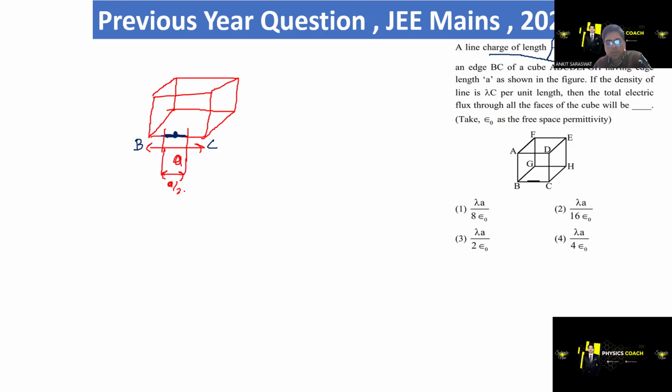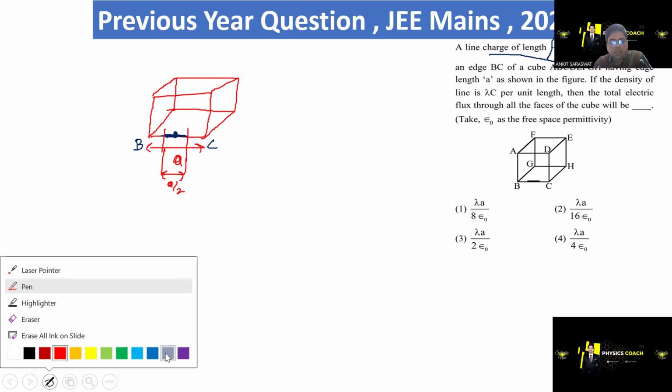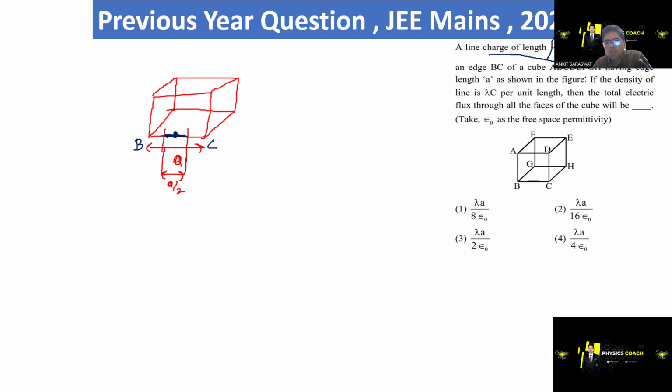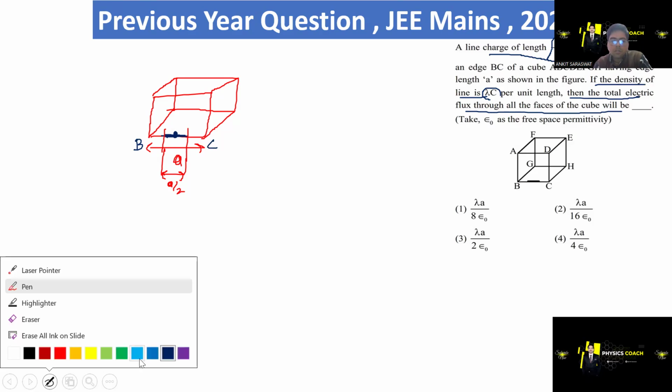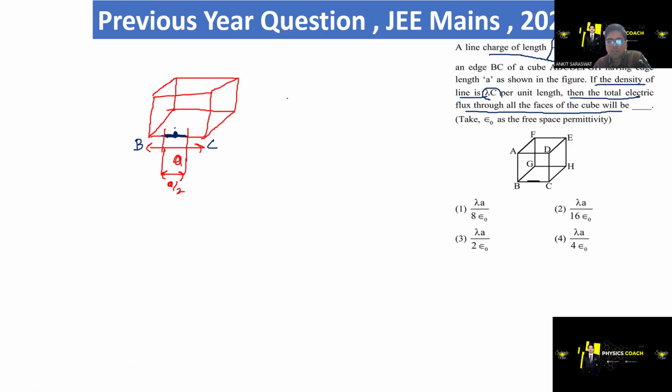Now what they are asking: if the density of the line, the linear charge density, is lambda coulomb per meter, per unit length, then the total electric flux through all the faces of the cube will be. Simply they are asking how much flux is linked with all the faces. Flux means the number of electric field lines passing normally. That's only the number of electric field lines.